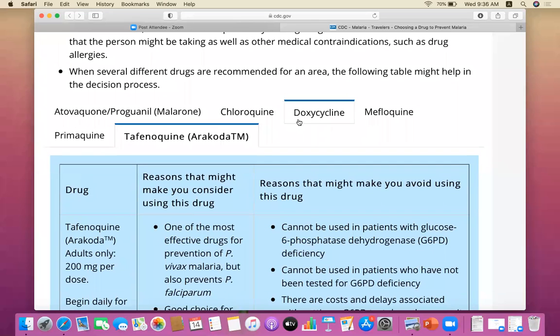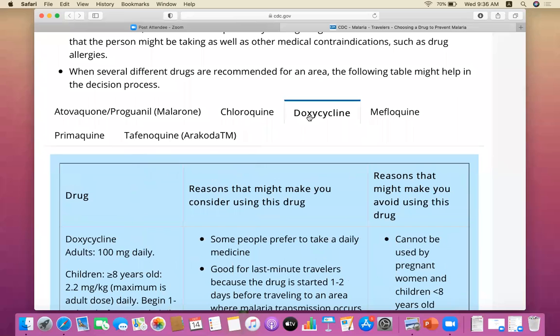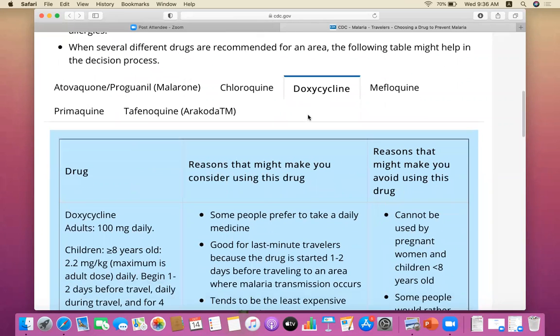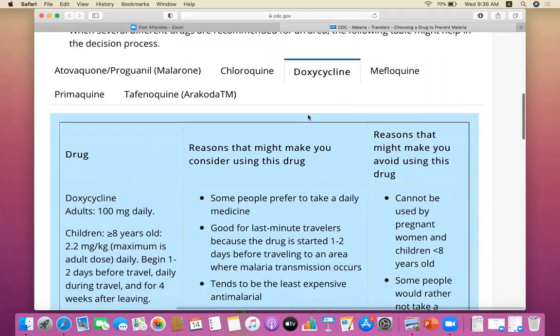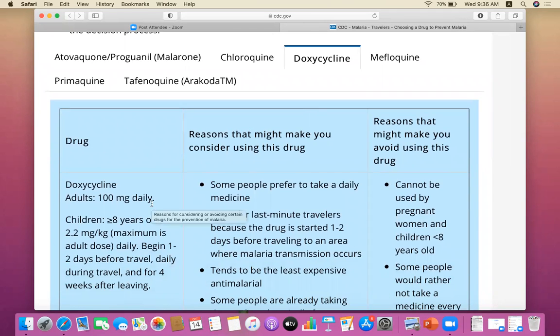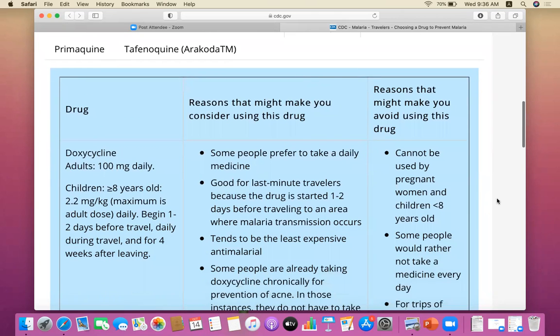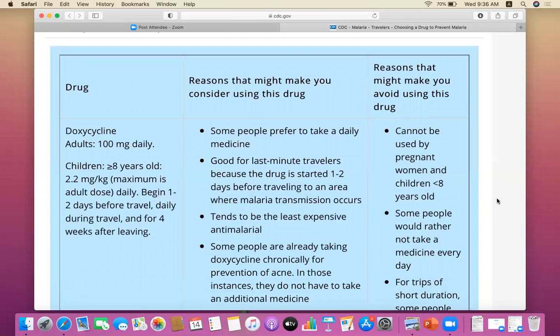The last one is doxycycline. Doxycycline is an antibiotic from the class of tetracycline. Doxycycline adult dose is 100 milligram daily. One reason that might make you consider using this drug: some people prefer to take daily medicines because it is a daily dose. It is good for last minute travelers. Same reason, it tends to be the least expensive anti-malarial.